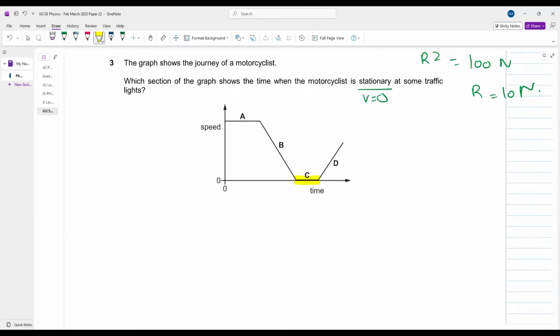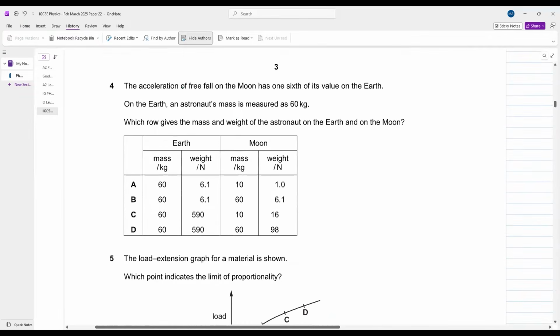In this region, that is region C, the velocity or speed is zero. In this region, the motorcyclist is stationary. Simple as that. Nothing complicated here. Okay, let's move ahead. Let's move on to question 4.